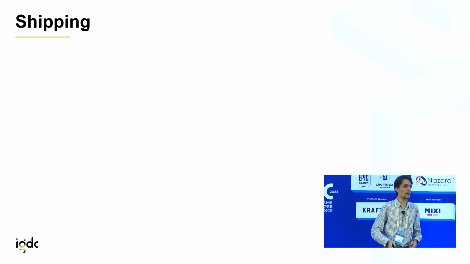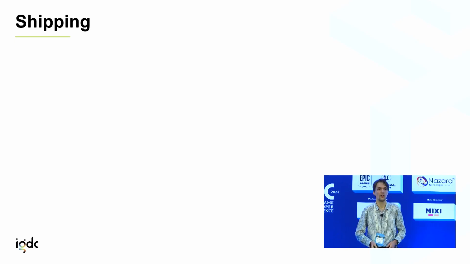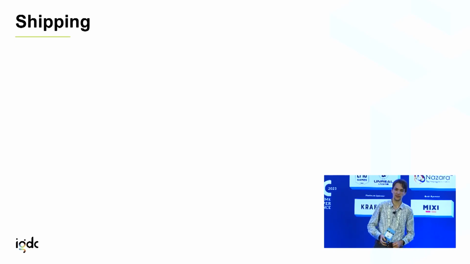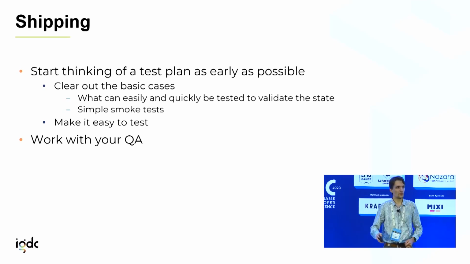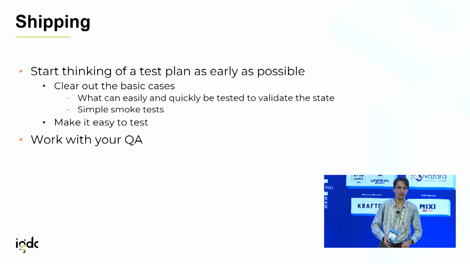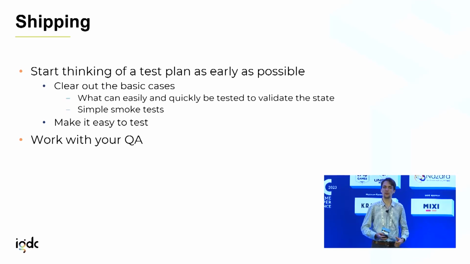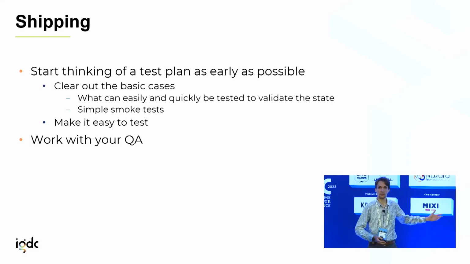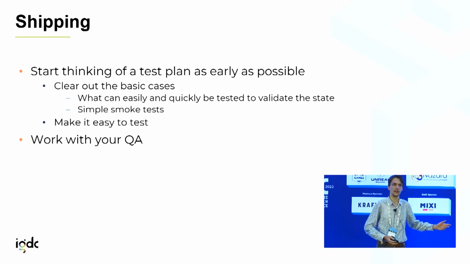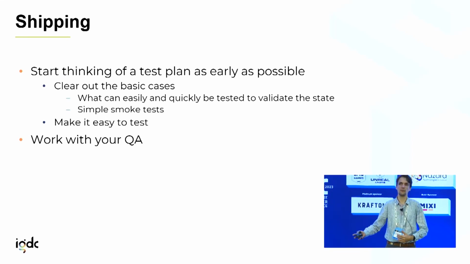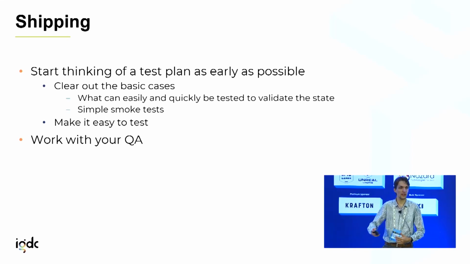All right, and then comes time for shipping. Awesome, our system works, debug, running great. Well, we want it to keep running great. So it's time to work with your QA and start thinking of a test plan as soon as possible, right? Your QA is here to help you ship a working product. So make their life easier.